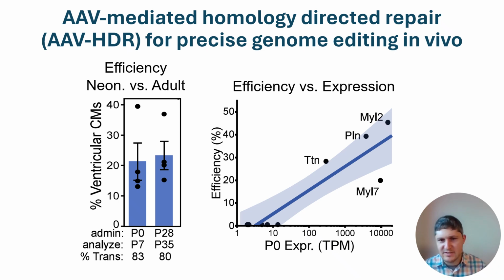We also went on to test this approach at many different loci, and one of our key observations was that the efficiency of the approach was directly proportional to how highly expressed the gene was. And there are some different ideas about why this might be. Probably the most likely is that the chromatin may be more open and accessible at more highly expressed genes. But again, this is something else about the mechanism that we don't really understand very well.